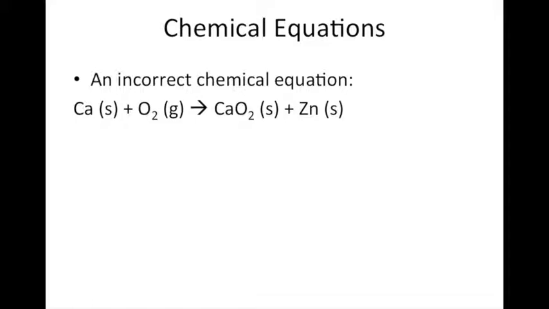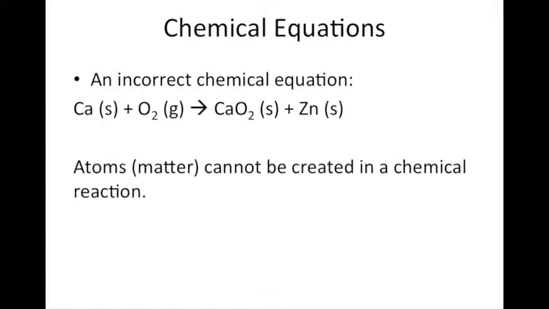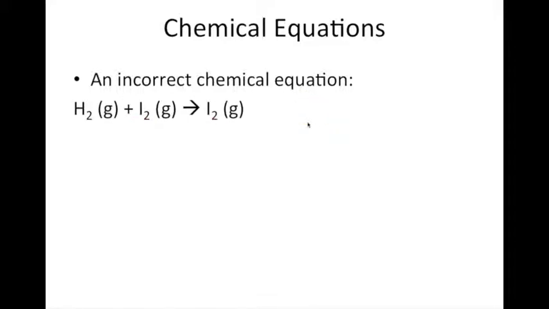This is an incorrect chemical equation. Pause the video for just a second and see if you can see what is wrong with this chemical equation. Of course, this chemical equation shows that we have created matter. We started with calcium and oxygen atoms, and we produced calcium oxygen atoms, but we also produced a zinc atom. Well, that's impossible because that conflicts with the law of conservation of matter. So this would be an incorrect chemical equation.